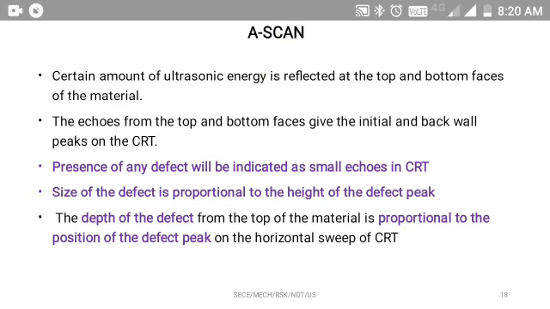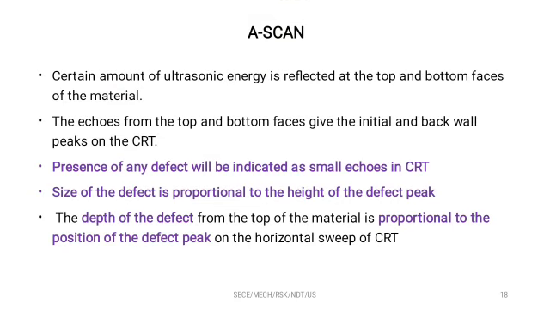Presence of any defect will be indicated as small echoes in the CRT. These small echoes are nothing but peaks on the CRT. So the size of the defect is directly proportional to the size of the peaks formed on the CRT. Smaller the peak, smaller the defect. Higher the peak, higher the defect.